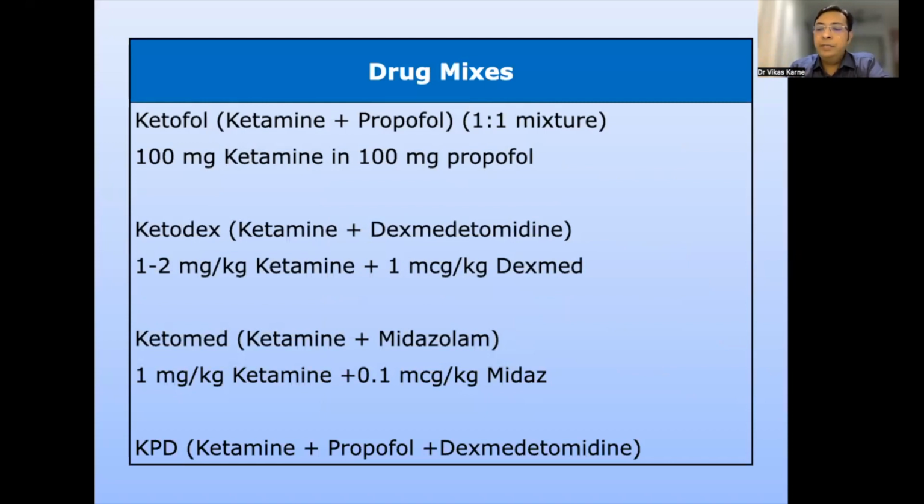So different mixtures that have been tested and approved are ketofol, where we use 1:1 ketamine and propofol, ketodex, where we use ketamine and dexmedetomidine combined, ketomide, where ketamine and midazolam can be combined, or we have ketamine propofol dexmedetomidine, that is the KPD mixture.